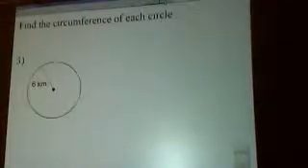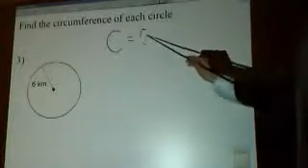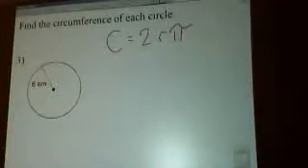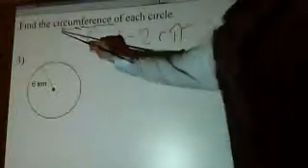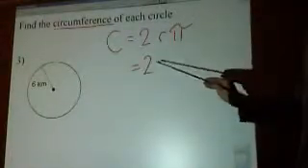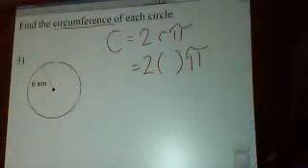Let's go. So here we go. So this is our circumference formula we're going to use every time. Make sure you read the problem. It says we're finding the circumference. If it says area, don't use this formula.